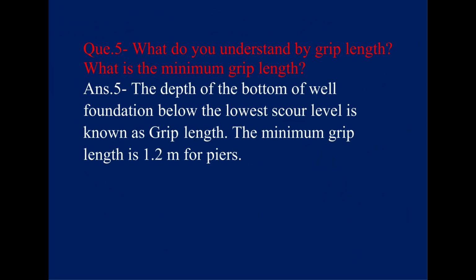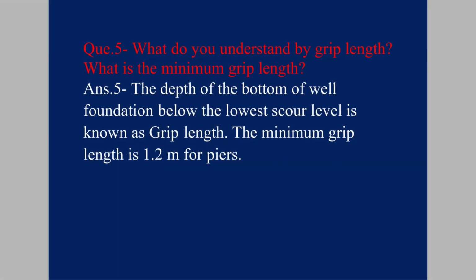Question: What do you understand by grip length? What is the minimum grip length? Answer: The depth of the bottom of well foundation below the lowest scour level is known as grip length. The minimum grip length is 1.2 m for piers.